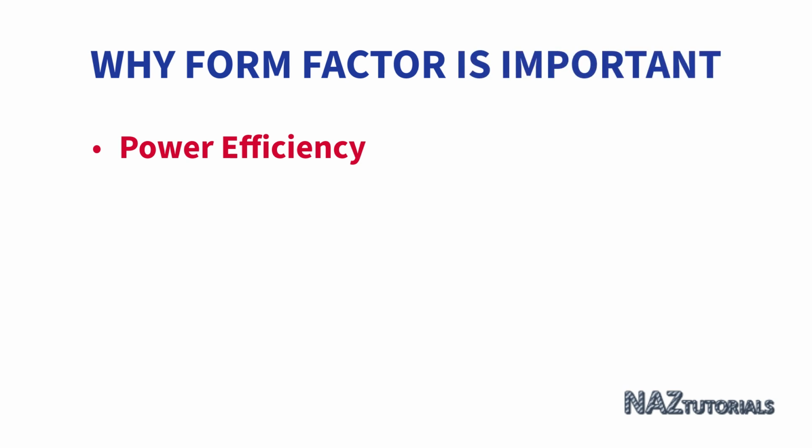As the form factor depends upon the RMS value, it indicates how effectively an AC waveform delivers power compared to DC. So a waveform with a form factor closer to 1 delivers more uniform power.